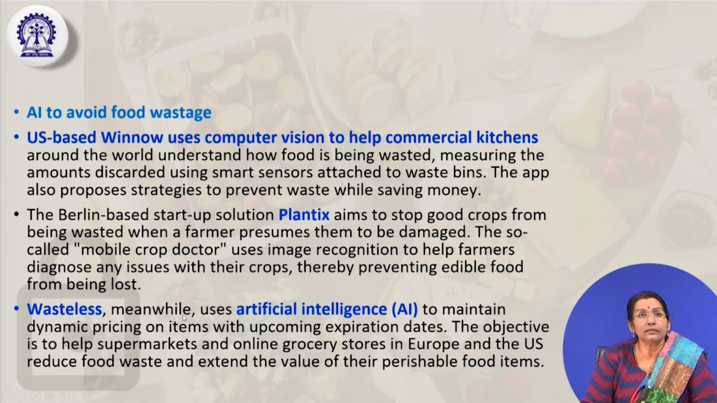Wasteless is another thing, where artificial intelligence maintains dynamic pricing on items with an expiring date. Through this, price regulation and price fluctuations can be monitored, and farmers can be informed in a timely manner regarding the risks involved in a particular climate and with the varieties of crops, how to restore them, how to be alert with regard to the risks involved in different kinds of crops and food products. So, how to reduce food wastage.